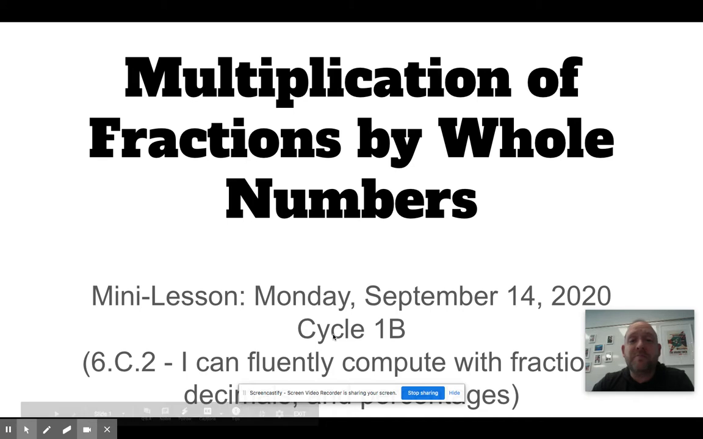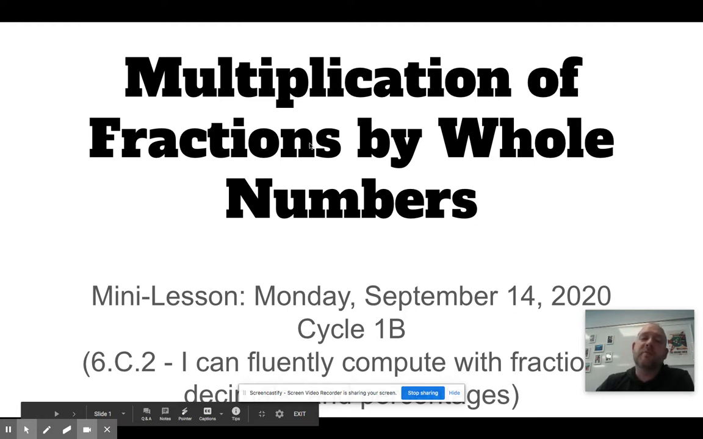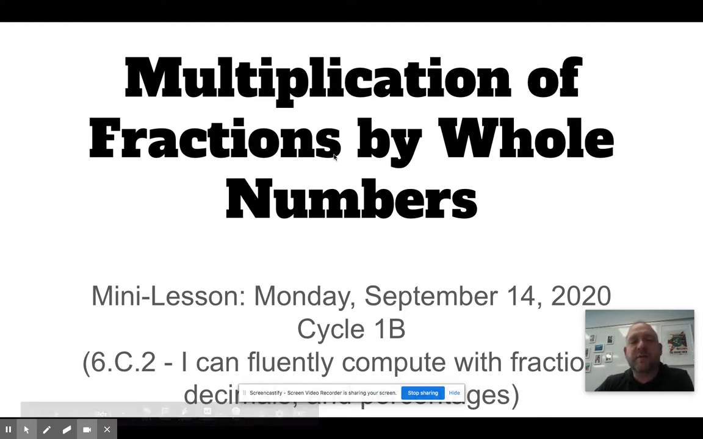We're in cycle 1B and we're dealing with the skill 6.C.2. That's our standard right now. It just says that we can fluently compute with fractions, decimals, and percentages. And today we are going to focus on the multiplication of fractions. Multiplication of fractions by whole numbers today.